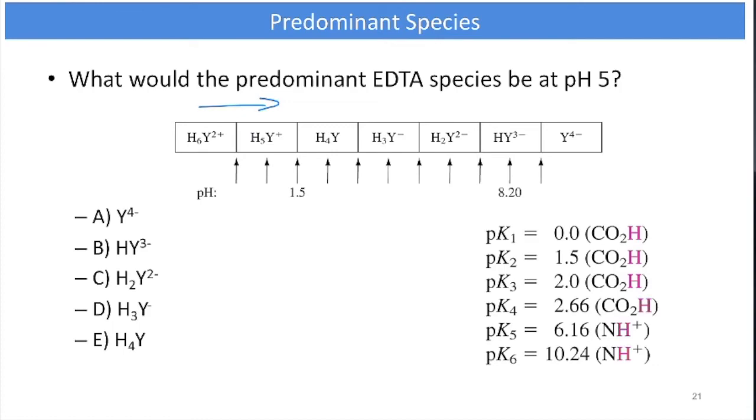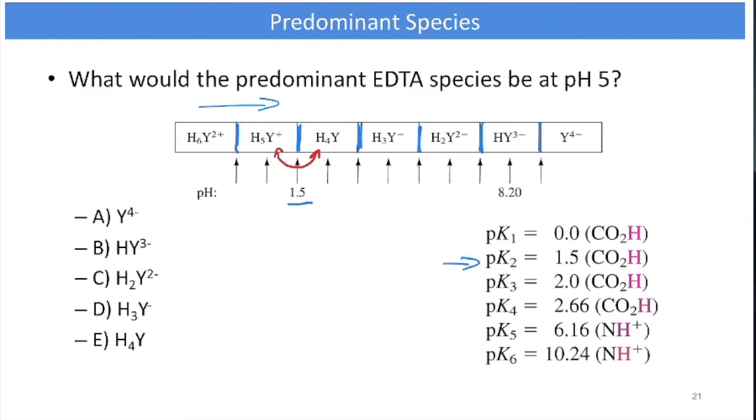The way these diagrams work is that each line, like this line, this line, and this line, represents a pKa value. So if the pH were at exactly, say, 1.5, which is one of the pKa values, pKa2 in particular, that means we have equal amounts of both of these, because we're right in the middle of them. So we have equal amounts of H5Y plus and H4Y.